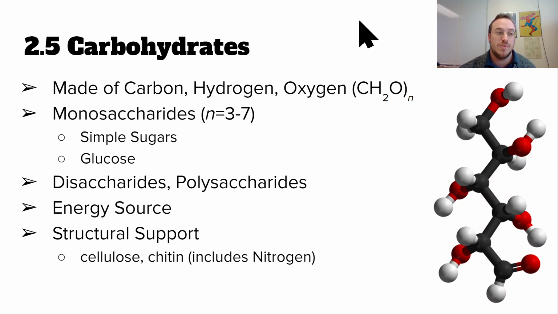All right, so carbohydrates are one of the most prevalent types of macromolecules. Macro meaning big, right? So these are just big molecules. They are made of carbon, hydrogen, and oxygen. So carbon is represented with the symbol C, hydrogen with an H, and oxygen with an O. So this here is the ratio of carbon to hydrogen to oxygen in a carbohydrate.